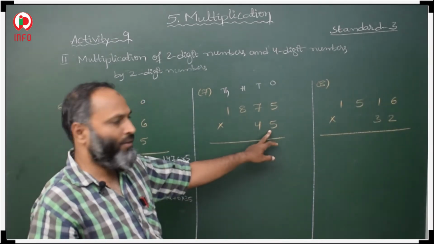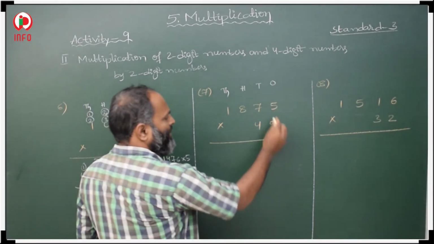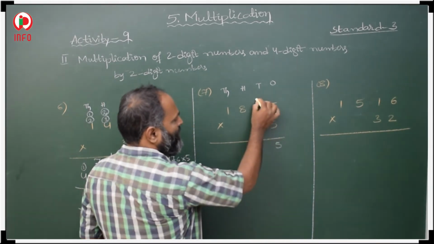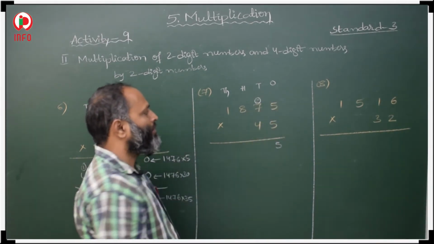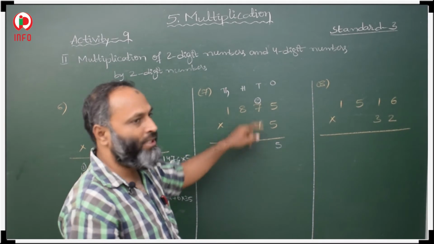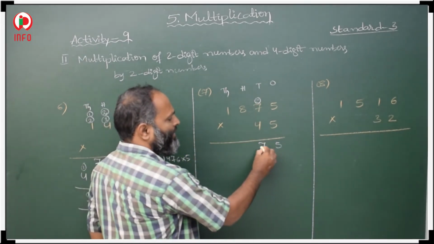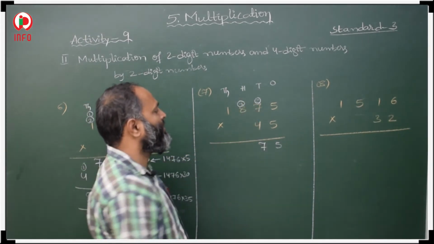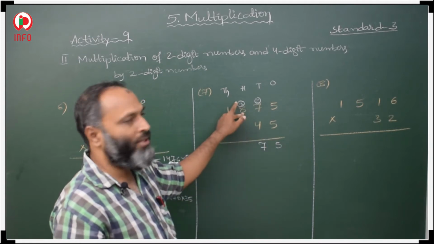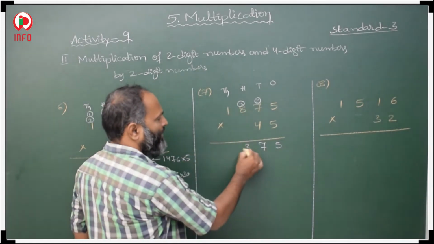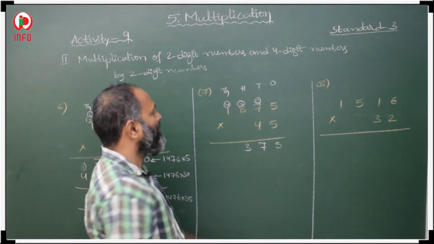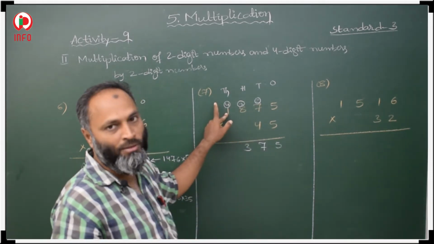First you start with 5. 5 fives are 25, 5 in ones, 2 in tens. 5 sevens are 35, plus 2, 37. 7 tens, 3 hundreds. 5 eights are 40, 40 plus 3, 43. 3 hundreds, 4 thousands. 5 ones are 5, 5 plus 4, 9.